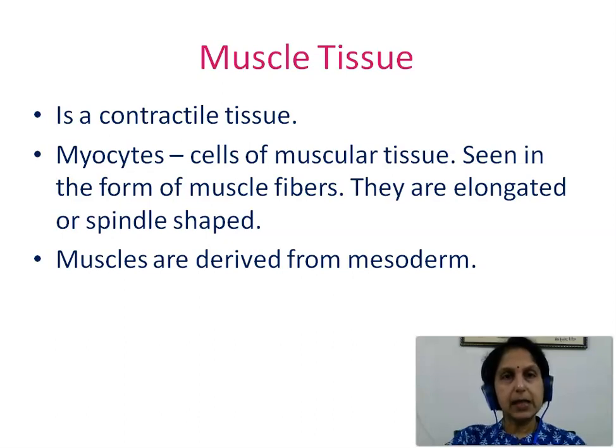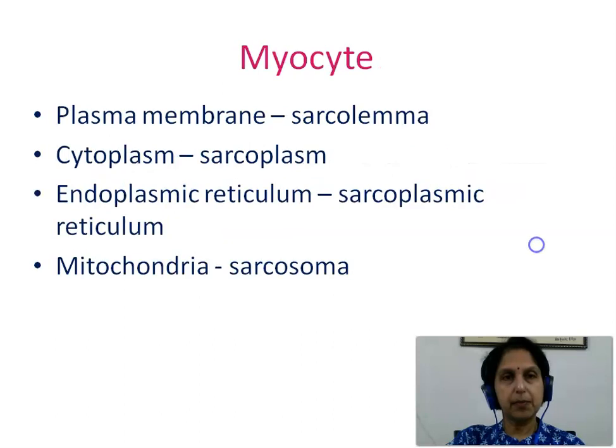Myocytes are the cells of the muscular tissue. They are seen in the form of muscle fibers. They are elongated or spindle shaped. Muscles are derived from the mesoderm.